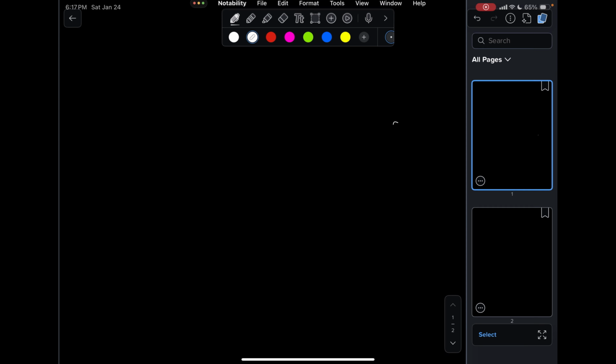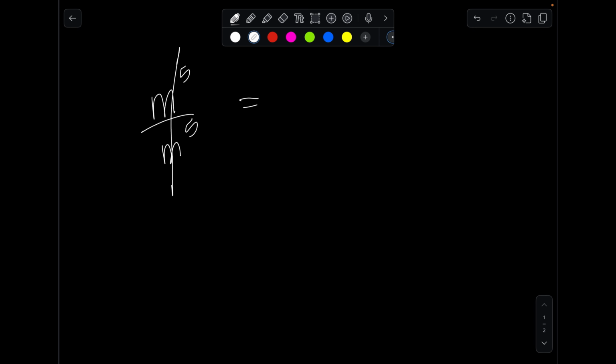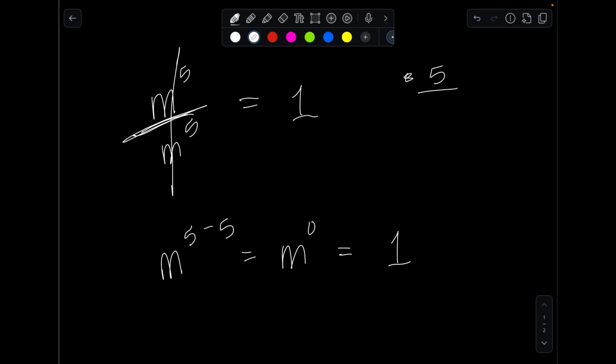Okay. So this also applies if you have m to the 5th divided by m to the 5th, right? This crosses out and equals 1. You can also do it this way. This quotient rule tells you that you subtract your exponents, which gives you 0, which gives you 1. Either way. If you have $5 out of $5, that's a ratio of 1, right? They cross out. That's why it ends up just being 1, or it just disappears. So I'll give you an example like that.